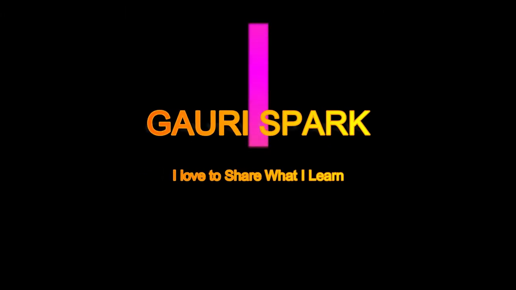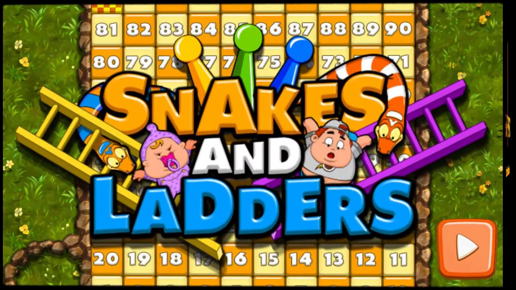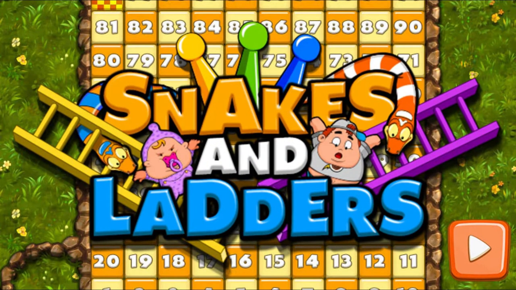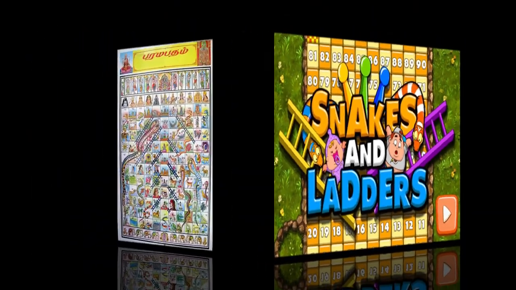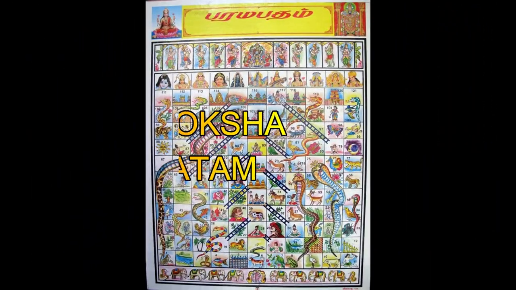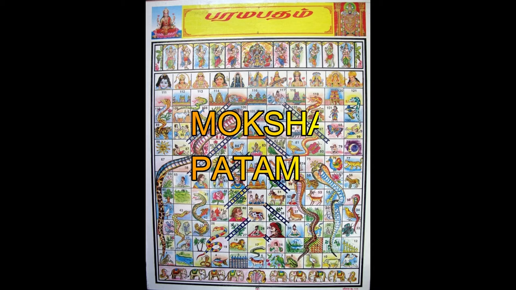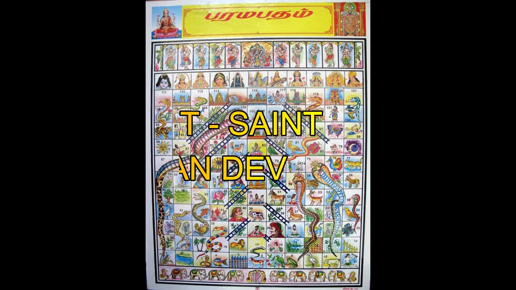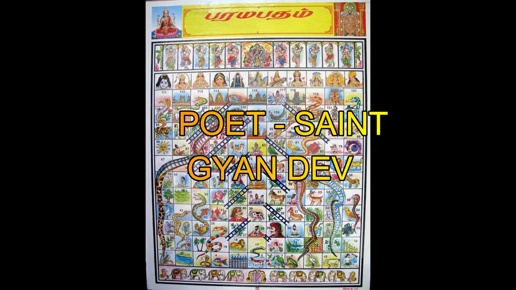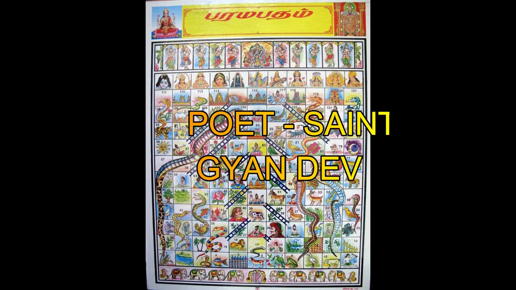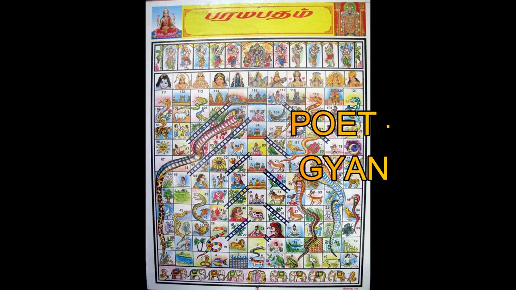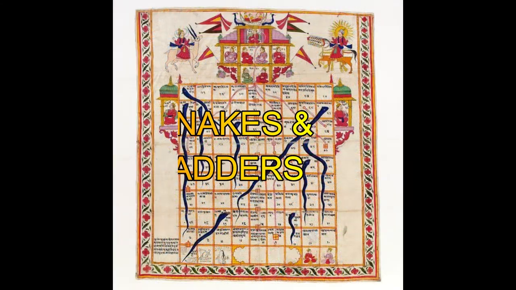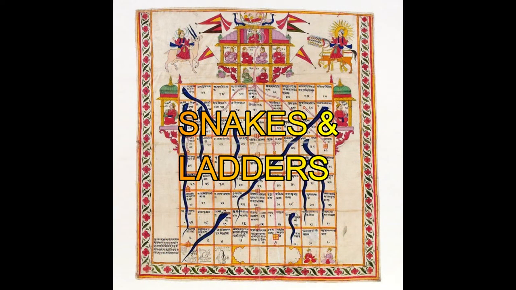Hello friends, so today we are going to talk about our favorite game, Snakes and Ladders. You know, actually this game's real name is Moksha Patam, and this game was created in the 13th century by the poet saint named Gyandev. He created this children's game called Moksha Patam, but the British later on named it Snakes and Ladders instead of the original name Moksha Patam.